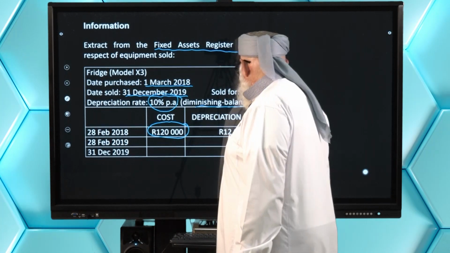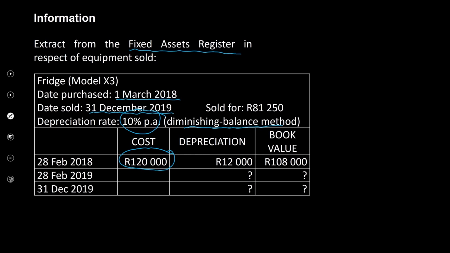So here we go. In the first year, it was 120,000 times the rate of depreciation here, 10 over 100, times 12 over 12, which gave you a figure of 12,000 for the first year. 120,000 minus 12,000 gave you a value of 108,000 Rand as the book value at that point.